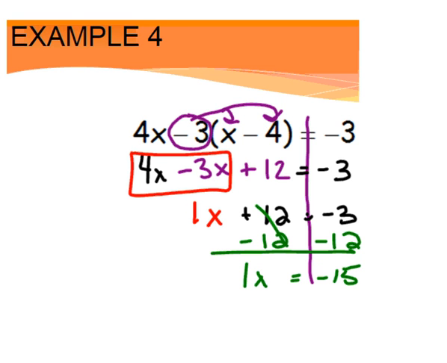Now at this point, some of you may know that 1x is the same as just x. So you could go ahead and give me that answer of x equals negative 15. Or, for those of you who are not quite there yet, we know that this 1 is multiplying on the x, so we are going to divide by 1 on both sides. And of course, negative 15 divided by 1 will give us that x equals negative 15.